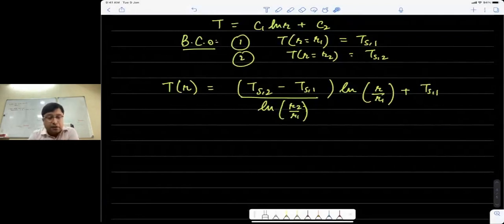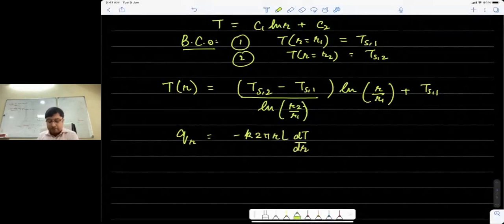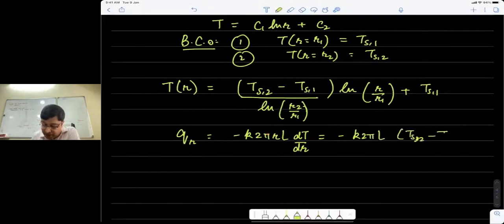Now once we have the temperature profile, I want to know what is Qr, the rate of heat transfer in the radial direction. So Qr would be minus k 2 pi r L dT/dr, and this now I can write as minus k 2 pi L. When I take dT/dr, it would have a 1 by r term, which will cancel with the r which is being multiplied here. So we get (TS2 minus TS1) divided by log of R2 by R1.